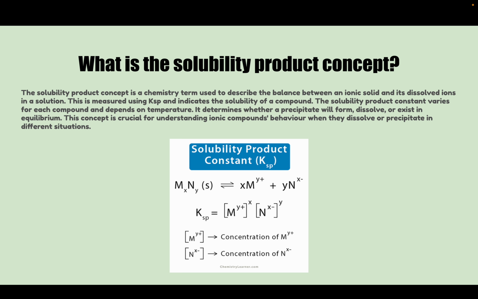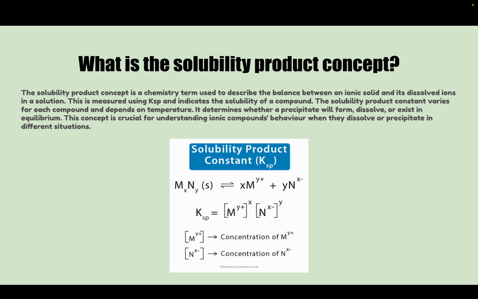What is the solubility product concept? And I know this is coming out of nowhere, that we were just talking about the kidneys, but don't worry, it all makes sense. The solubility product concept is a chemistry term used to describe the balance between an ionic solid and its dissolved ions in a solution.